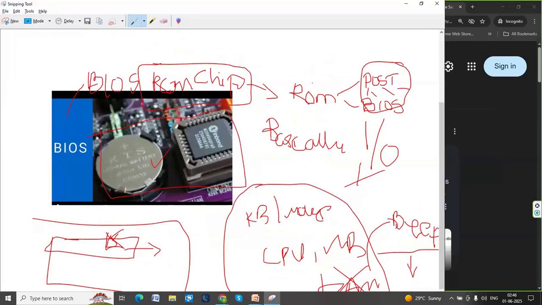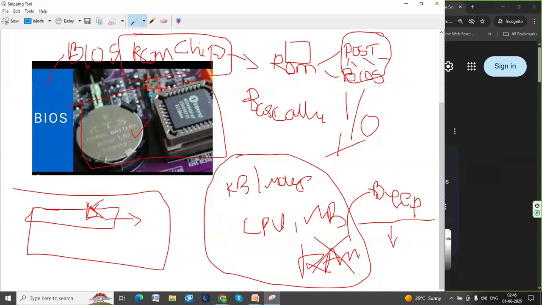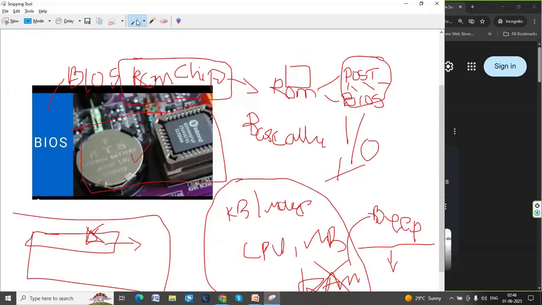Okay, see, this is the chip which is placed on this motherboard. I'll take this blue color one. The chip which you are seeing is called a ROM chip. This is a physical hardware. What does this ROM chip exactly contain? This ROM chip contains software. That software is called BIOS.